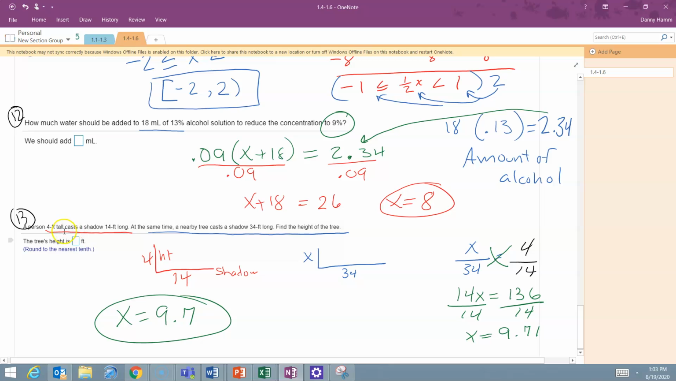Here we have one of those all too familiar shadow problems. So I just wrote equal proportions. I have 4 feet for the height is proportional to a 14-foot shadow, and is equal to, we don't know, the height of a 34-foot shadow. We cross multiply and divide to solve. And here it asks us to solve and round to the nearest tenth. So I got 9.71. 1 does not round that up, and we are complete.